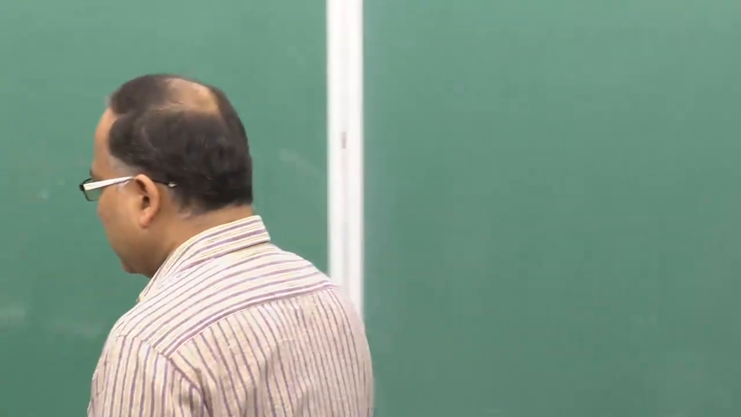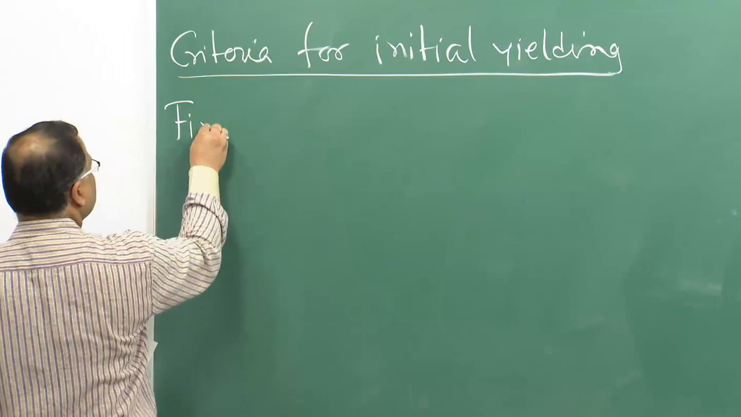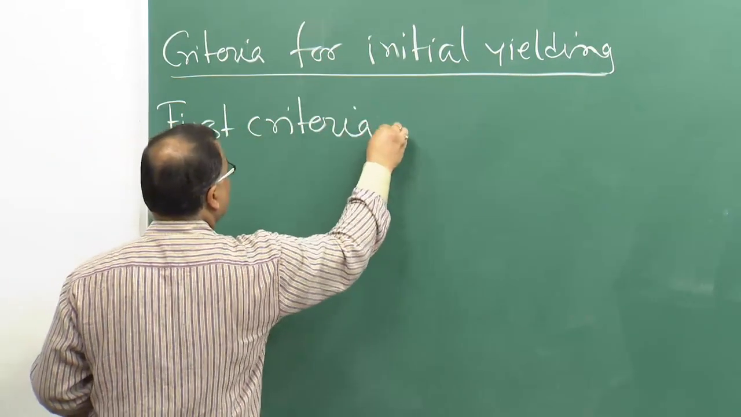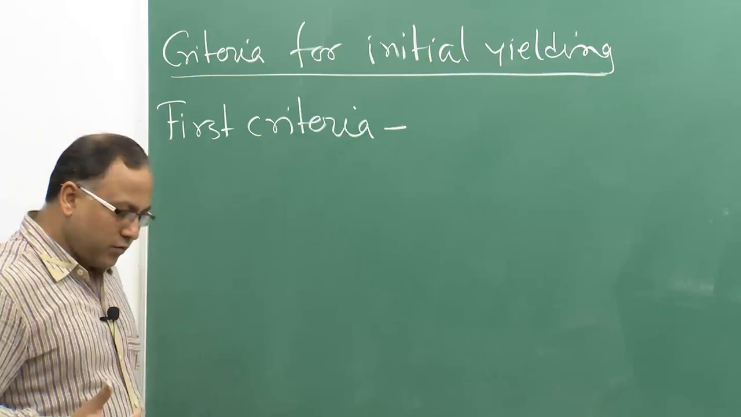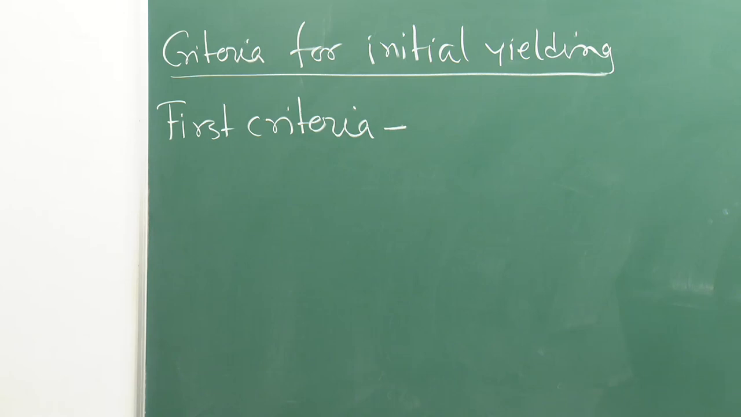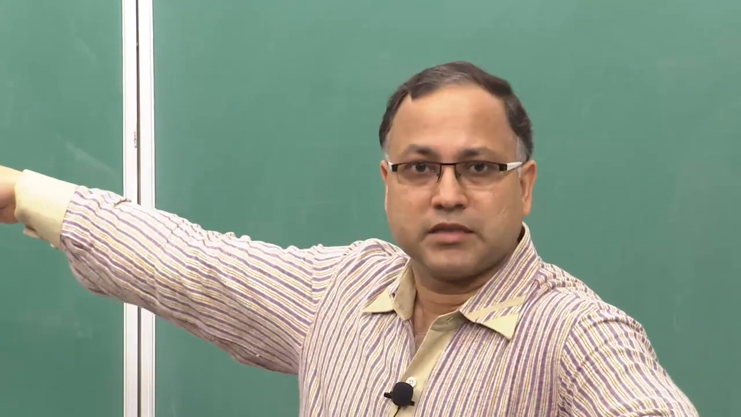So, the first theory, the first criteria, says, what does it say? Because we are now defining some rules, and it is not required that all the materials will follow this criteria.